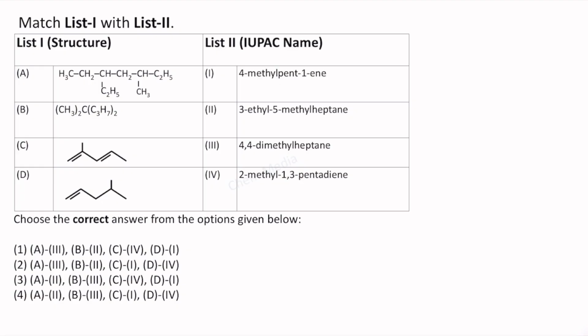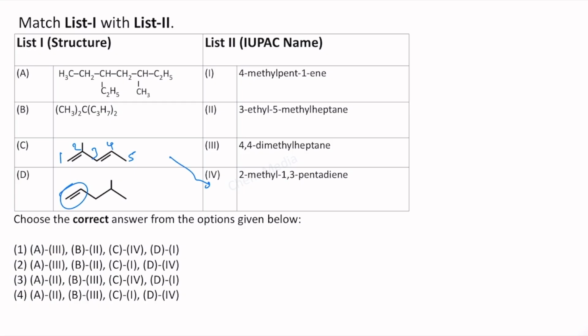We have 4 different structures in list 1, 4 different IUPAC names in list 2. We need to match these two and figure out the correct option here. Whenever these kinds of questions are given, find out something that is distinctly different. We have an alkadiene in here that is distinctly different. Therefore, let us figure that out first. 1, 2, 3, 4, 5. 2-methyl-1,3-pentadiene. This means that C must match with 4. We have an alkene here.